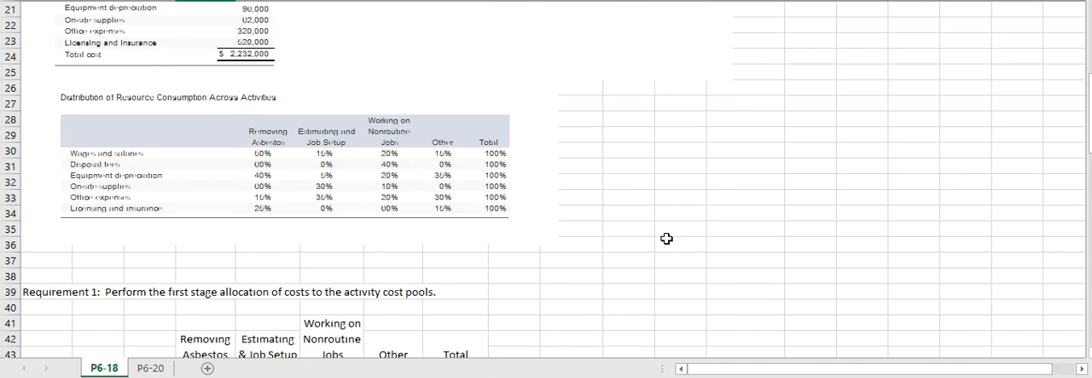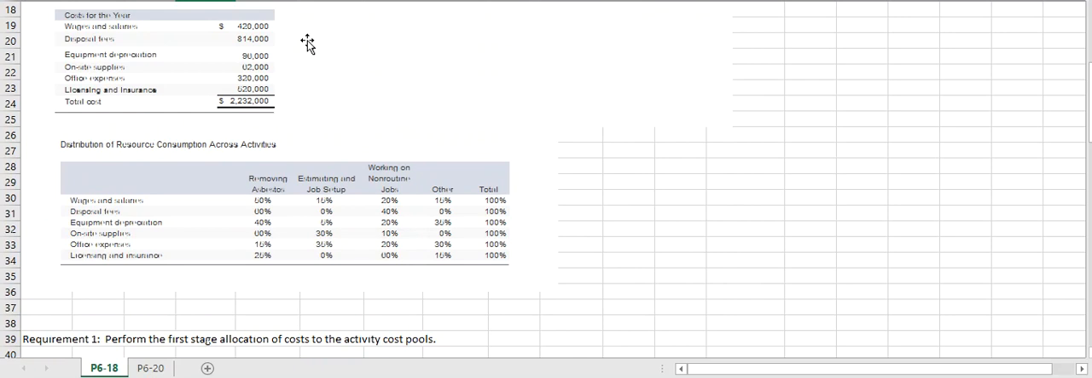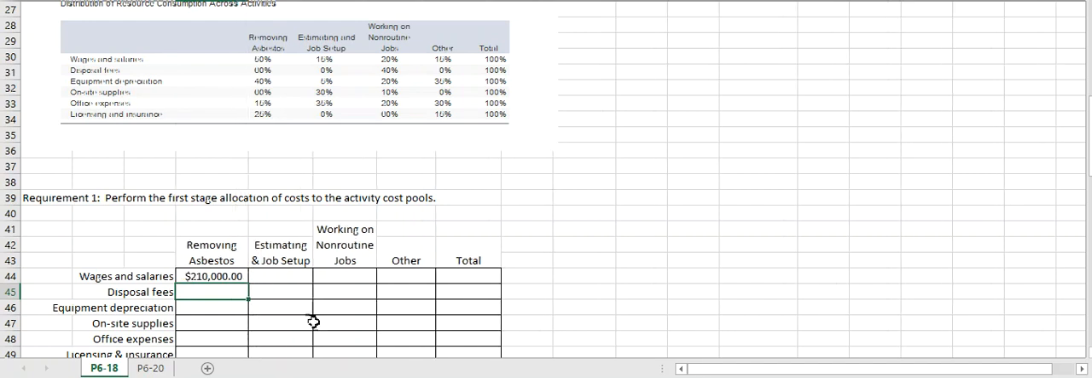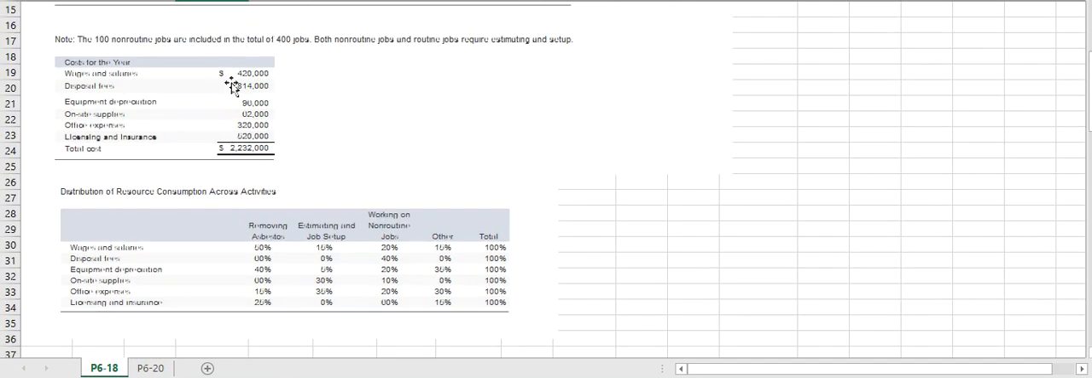All right, so let's start with wages and salary. It says we had $420,000 of wages and salaries for the year. It also says that 50% of that went to wages and salaries for removal of asbestos. So we take $420,000 and multiply that by 50%. We get $210,000. So 50%, or half of the $420,000 we spent on salaries and wages, went to the removal of asbestos. So we're going to do that all the way across.